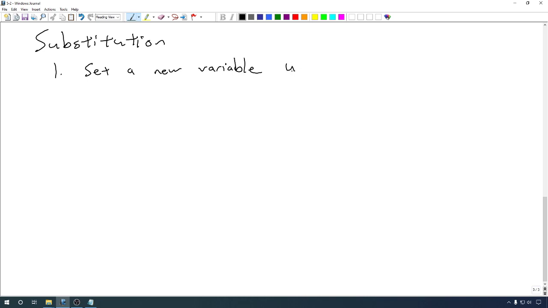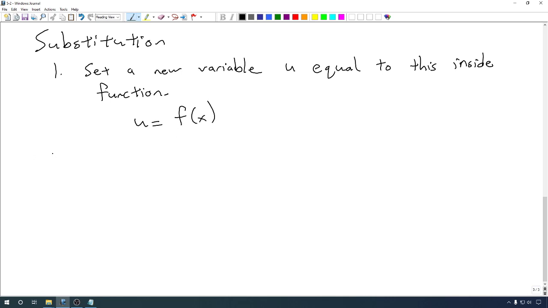And a lot of times people will actually even call this u substitution because the variable u here is so commonly chosen to some function. Or wait. Let's say to the inside function. So u equals f of x. We write out some equation like that.